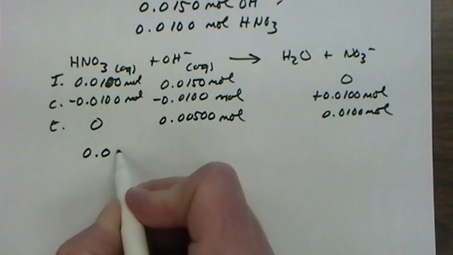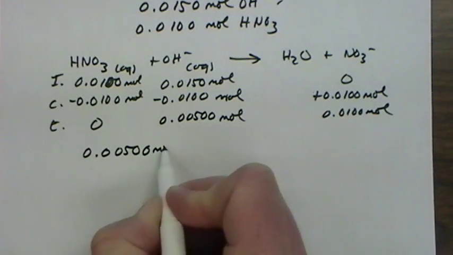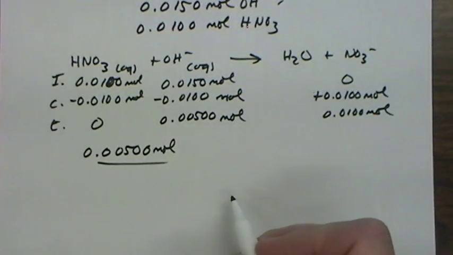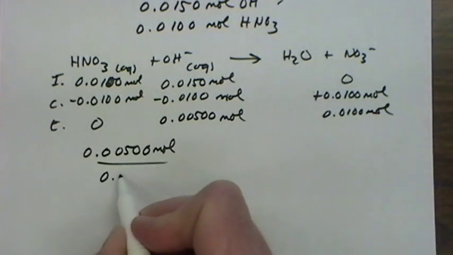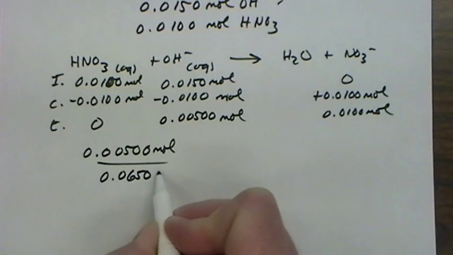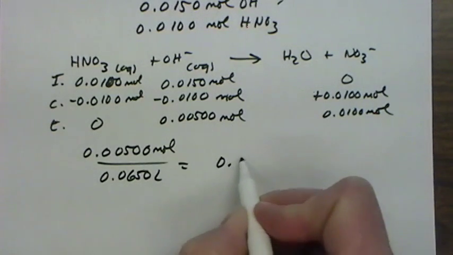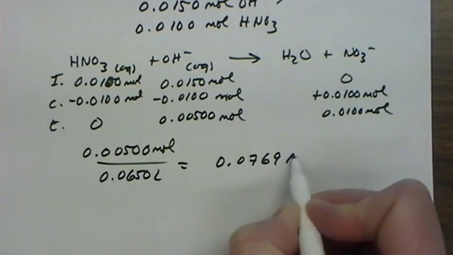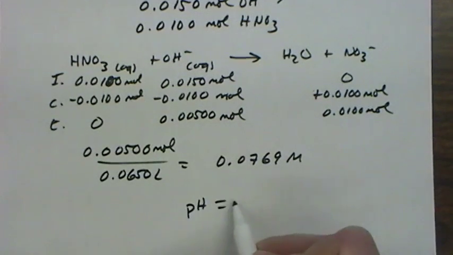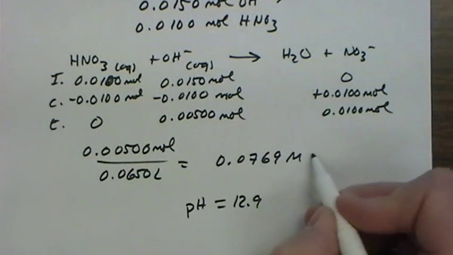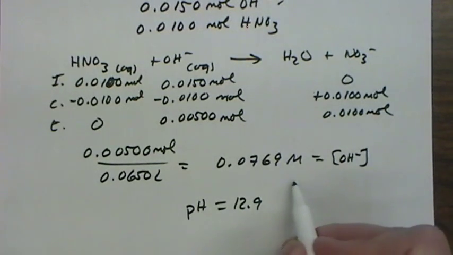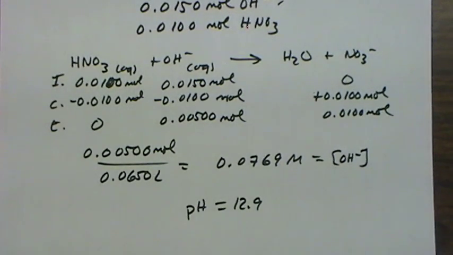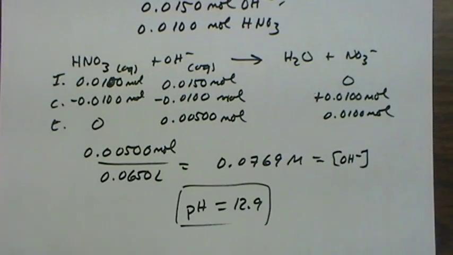So the concentration of OH- is going to be the moles divided by our new volume, which was 65 mL, 40 plus 25. And this comes up to be 0.0769 molar, and the pH is going to be 12.9. This is the concentration of OH-, and then we convert to pOH and then to pH. I think that's where we're going to stop.